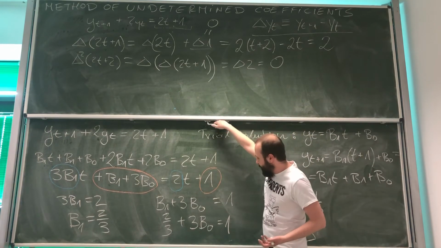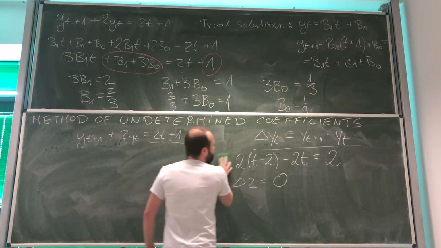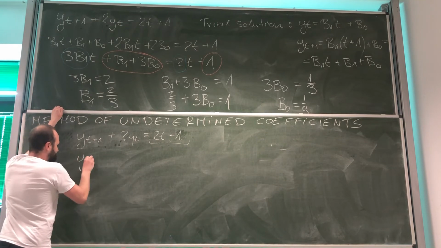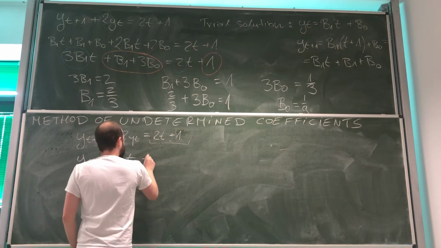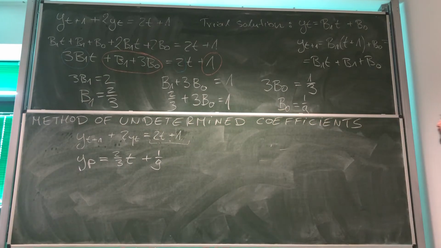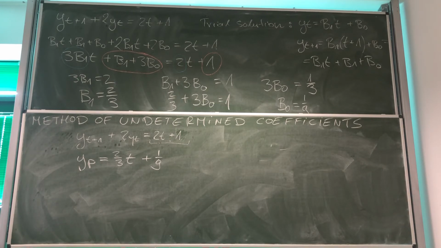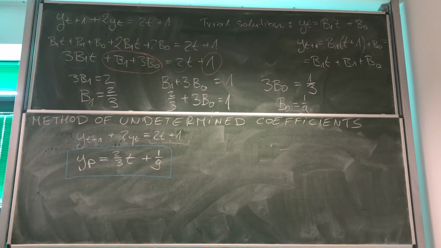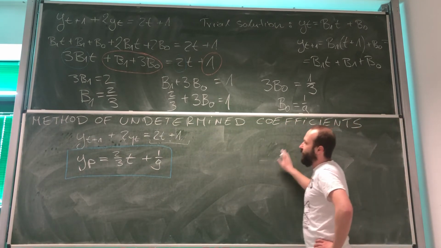And look, but now we've got both coefficients, so we can write the particular solution, the solution that we wanted to have, and we see that this particular solution is 2 over 3t plus 1 over 9. Right? Yeah. To check whether the calculations are actually correct, well, we can substitute to our equation. So let's do so.